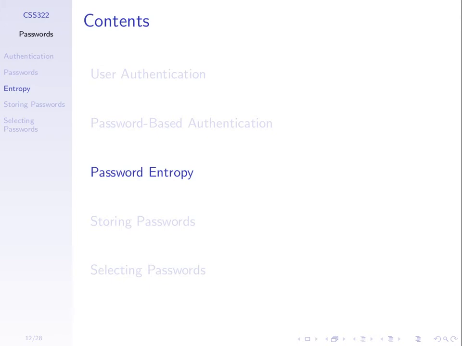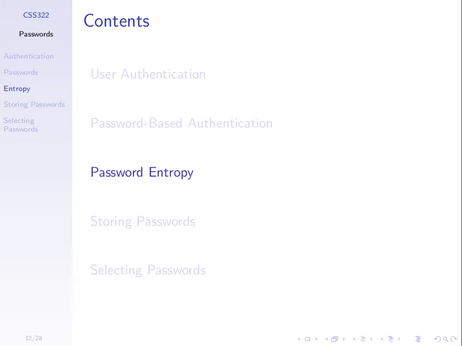Password entropy, how do you calculate it? Calculate the password entropy. Guaranteed question in the exam. How are you going to do it? Again, log base 2 of what? Of the number of possible passwords.